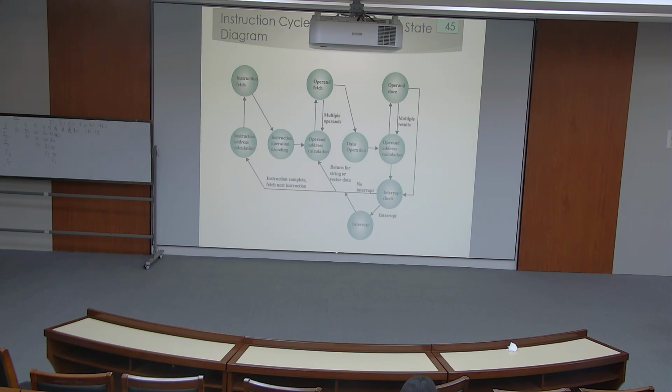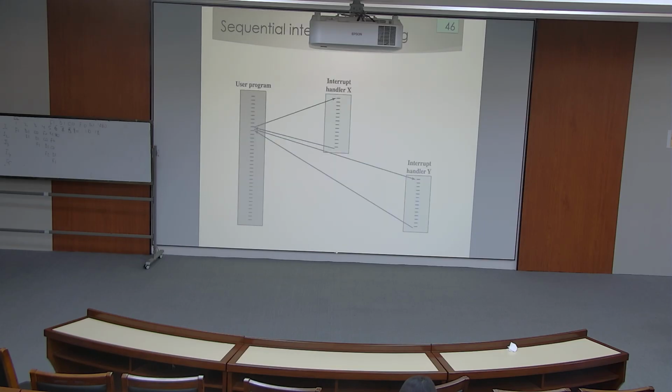Now we have sequential interrupt processing. User program. Now we have the user program doing very well. At time I, there is interrupt X, so it has to handle this interrupt. Then once the microprocessor has finished handling this interrupt, it goes back to continue the execution of the user program. If there is any other interrupt, in this case we have interrupt Y, the microprocessor will go and handle this interrupt Y. So interrupt Y will be handled.